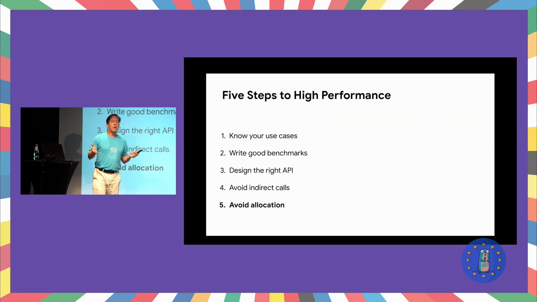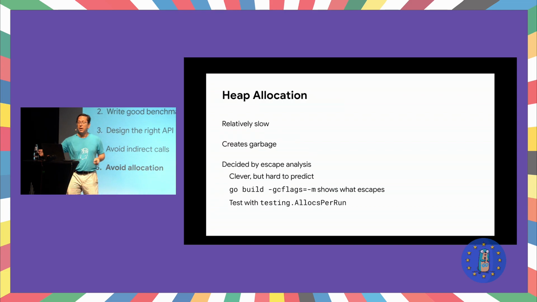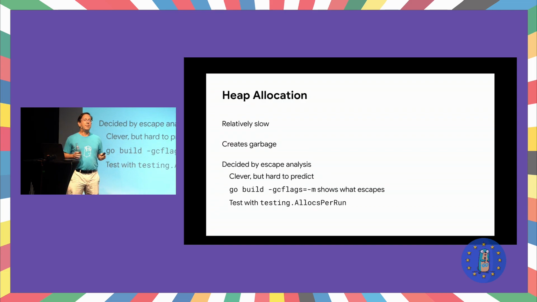So the rest of the talk is about avoiding memory allocation. We'll go over several scenarios, and I'll show you how we can avoid memory allocation in each one. By memory allocation, I mean heap allocation. The other kind, stack allocation, is very fast. To allocate something on a stack, you increment a register. To free it, you decrement a register.